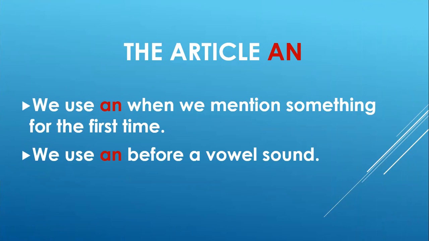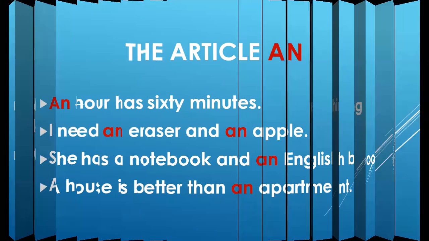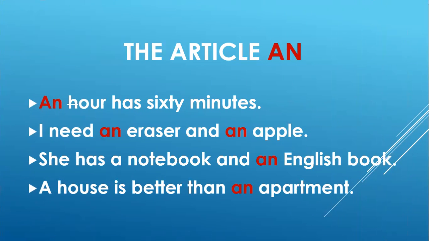The article an. We use an when we mention something for the first time, exactly like the article a. But this is different because we're going to use an before a vowel sound. Let's see examples. An hour has 60 minutes. Okay, we use an because in this case, in hour, the letter H doesn't sound, it's mute, it's silent.